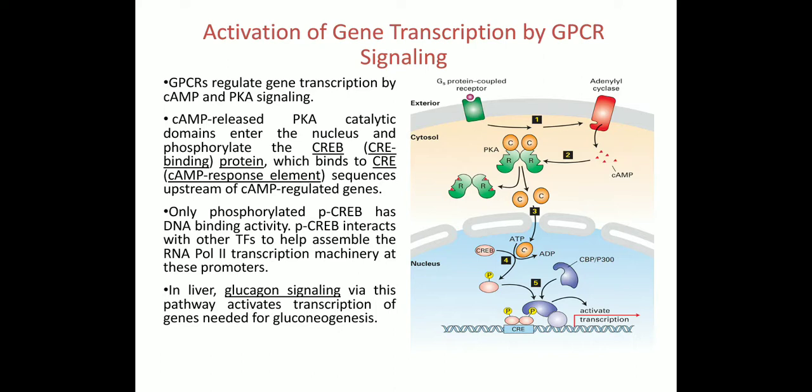Only phosphorylated CREB has DNA binding activity. The phosphorylated CREB interacts with other transcription factors to help assemble the RNA polymerase II transcription machinery at the promoter. While in the liver, glucagon signaling via this pathway activates the transcription of genes needed for gluconeogenesis.